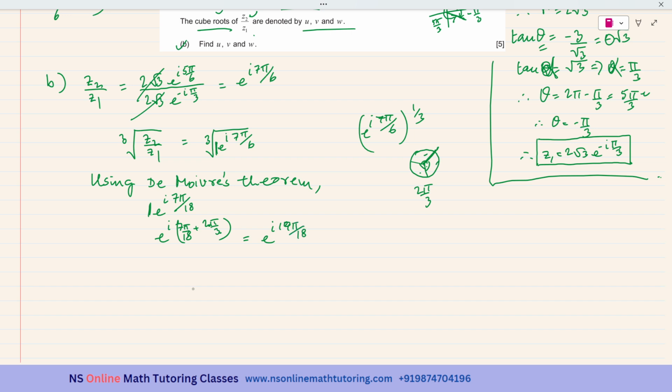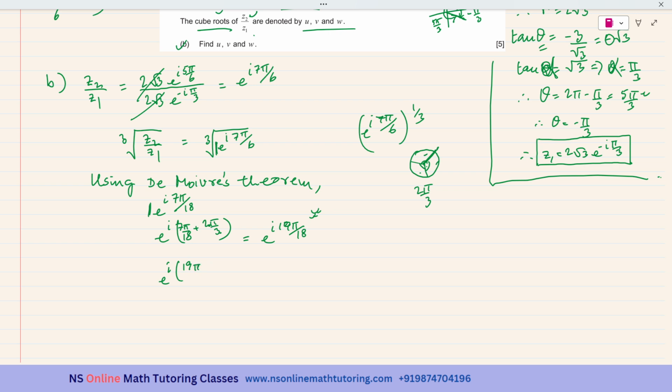Over 18. And the third one will be e to the power of i 19. Now this one, 18 over 18 is pi. So this one is an angle from the third quadrant. I have to express this as a negative angle. I am coming to that part.